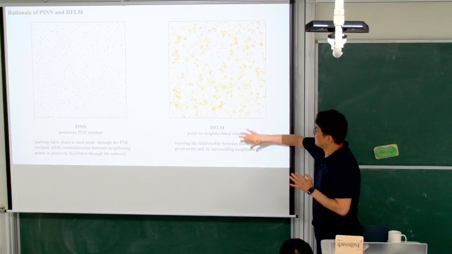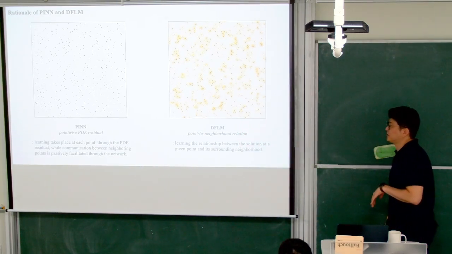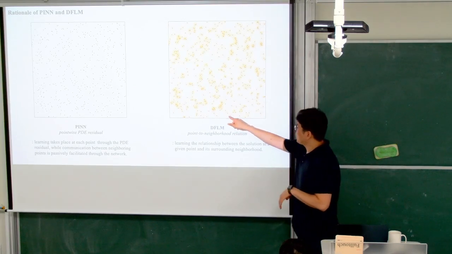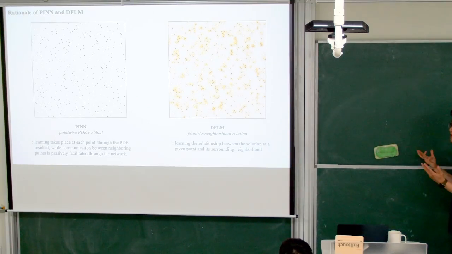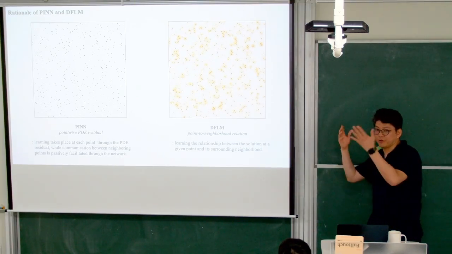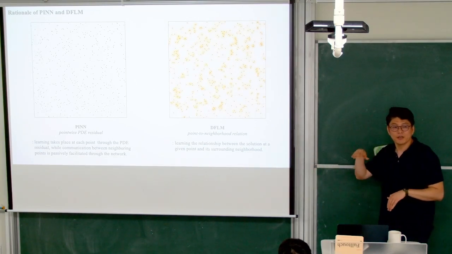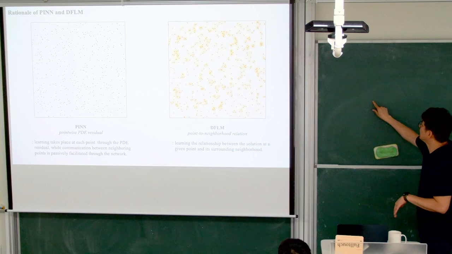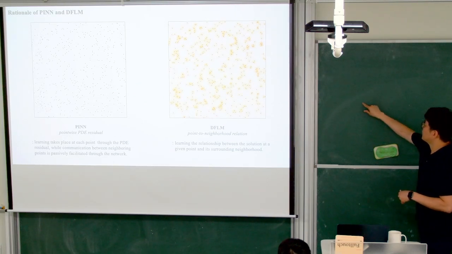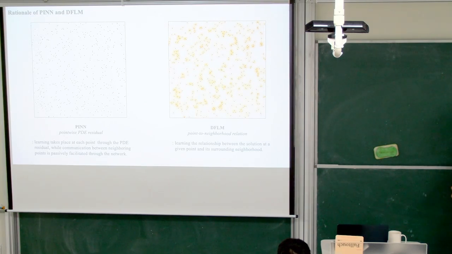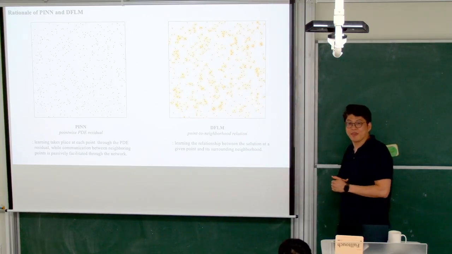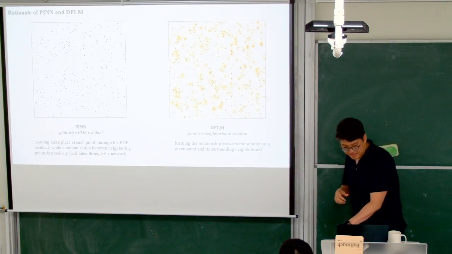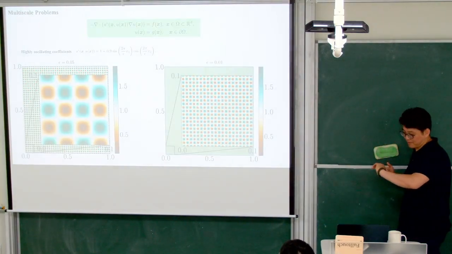Another comment is that the relation between a point and its neighbors in our method is very similar to the finite difference method. Just imagine the grid points and the Laplacian operator: one point is the average of the other four nearby points. So in this manner, our method is very similar to the finite difference method. Okay, let's move on to the multi-scale problem.